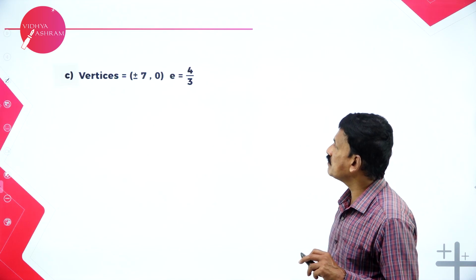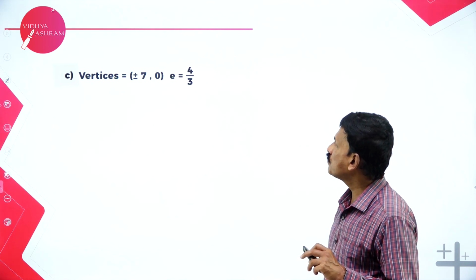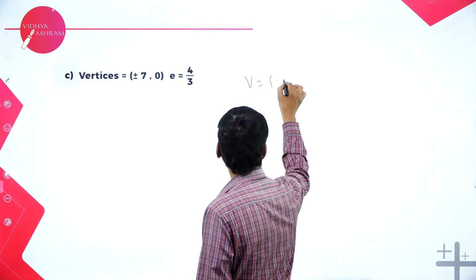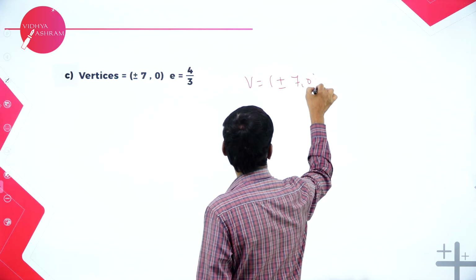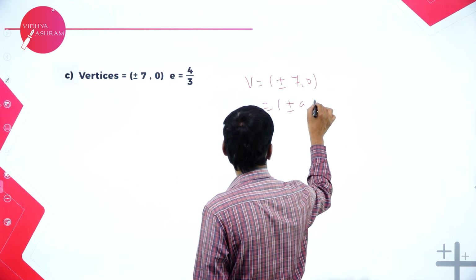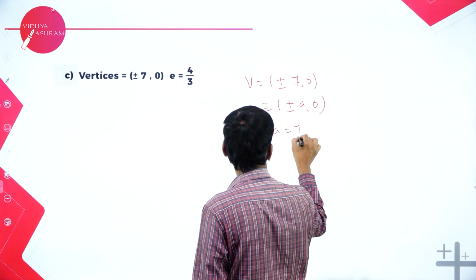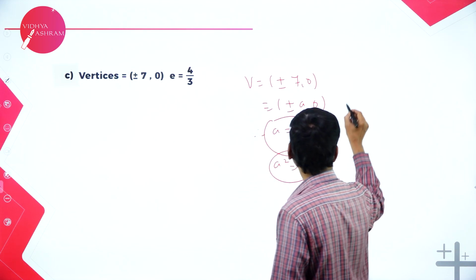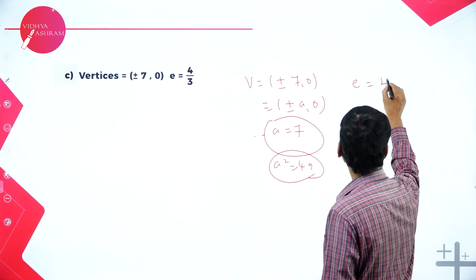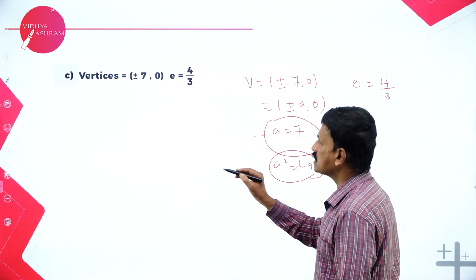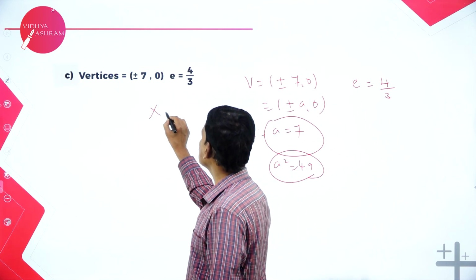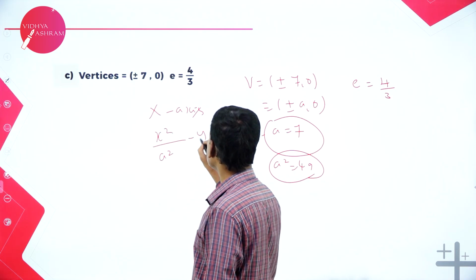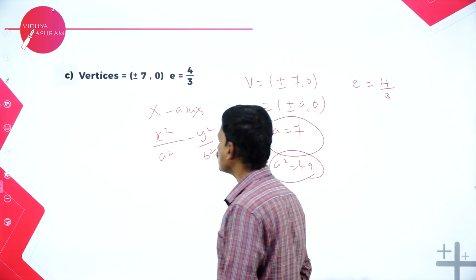Vertices are plus or minus 7, 0 and the eccentricity is 4 by 3. Now, what is given? Vertices are given. So, vertices are plus or minus 7, 0. This is nothing but plus or minus a, 0. Therefore, a is equal to 7, a square is equal to 49. And the eccentricity e is equal to 4 by 3. Since this is the x-axis hyperbola, the equation of the hyperbola is x square by a square minus y square by b square is equal to 1.